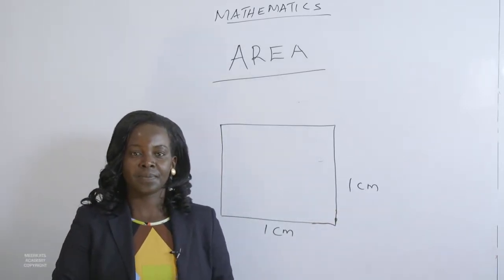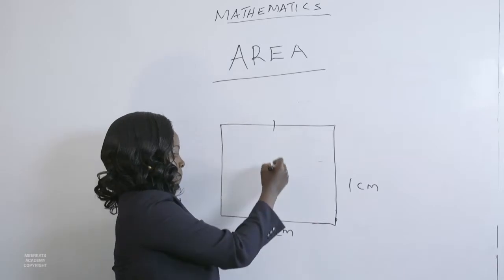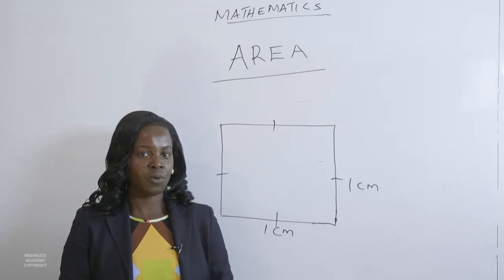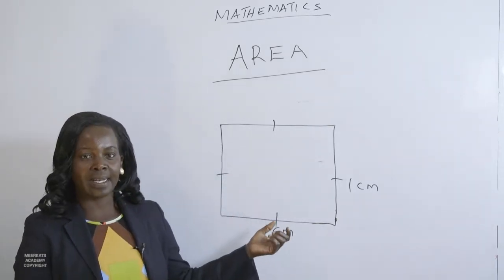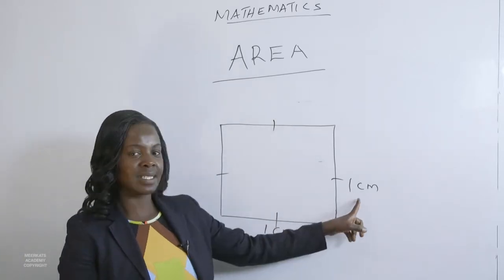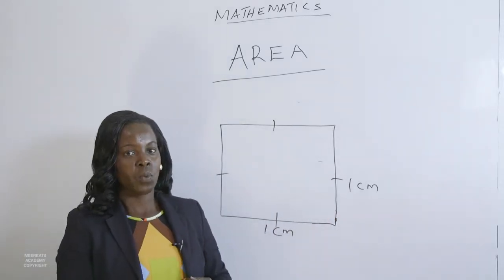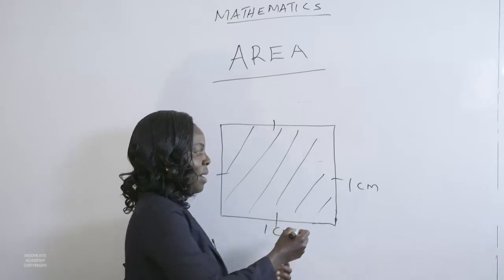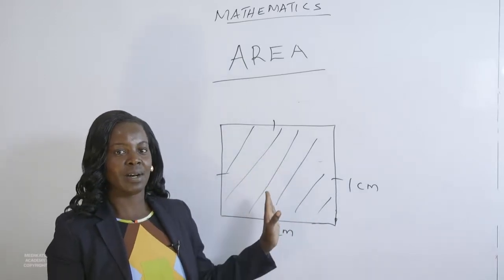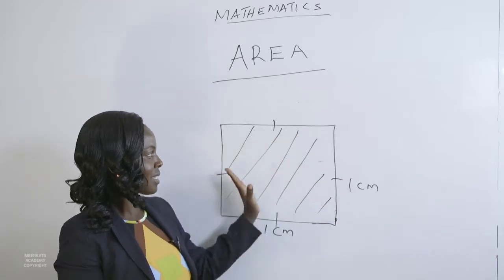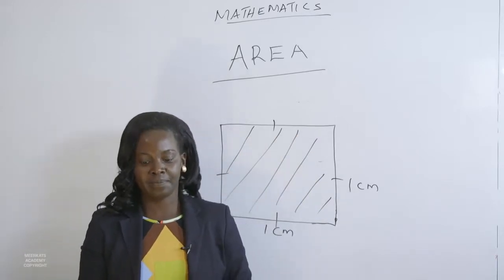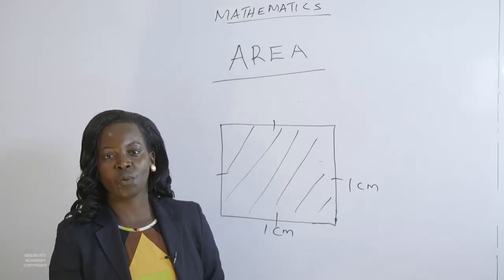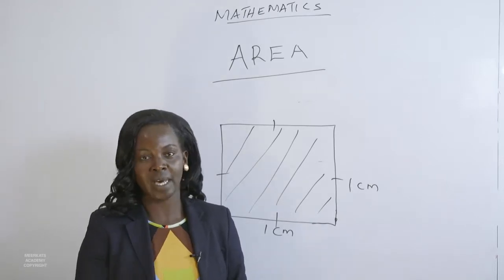Let's look at a figure called the square. And in our last lesson, we said the square has all the sides equal. So let's take an example of a square measuring 1 centimeter by 1 centimeter. What our interest is, we want to find out the amount of space that this figure will occupy. That is the space inside the square. How do we go about it? Let's, for example, divide this square into small squares.